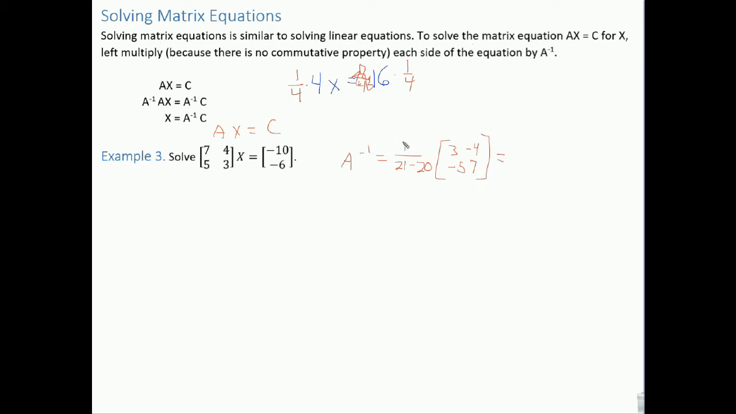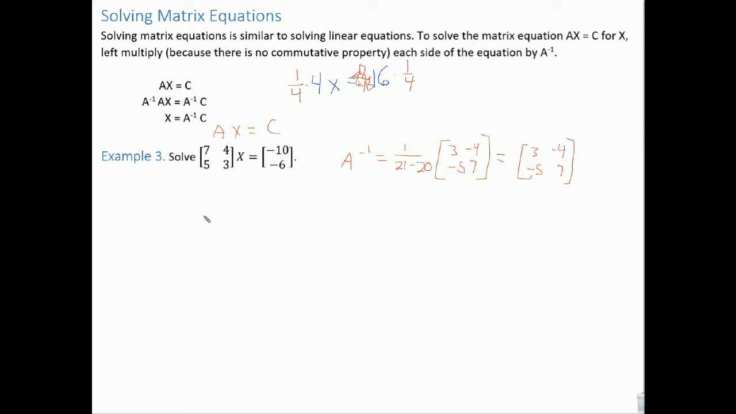So this turns out nice. This is just 1 over 1, which is 1, times whatever our matrix is. So we got 3, negative 4, negative 5, 7.